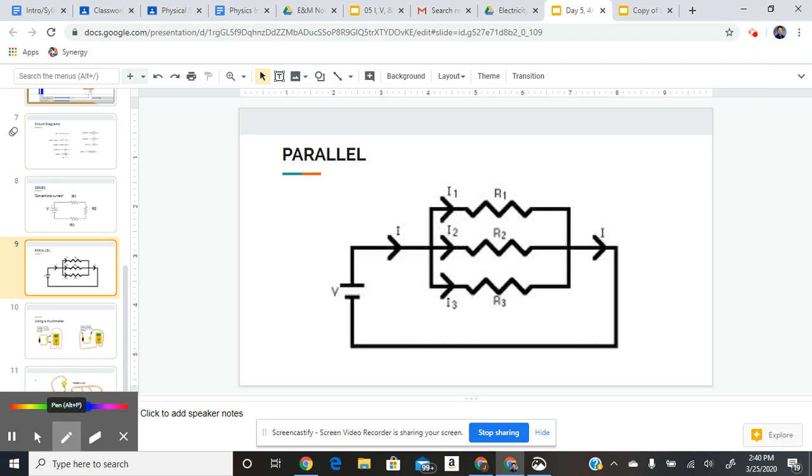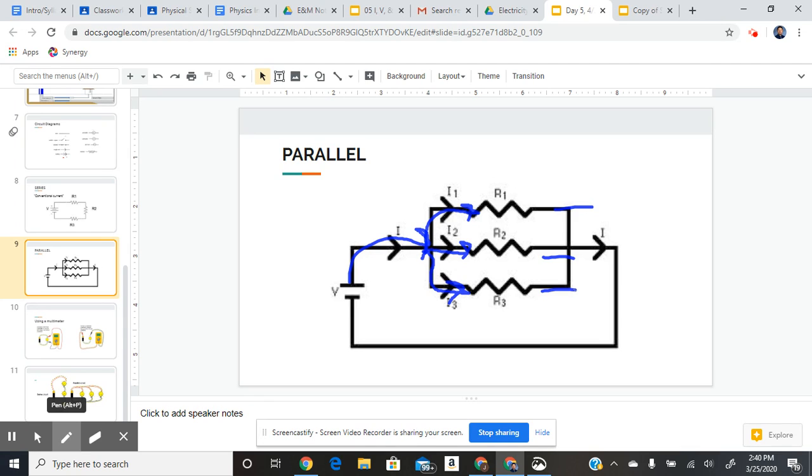So here the circuit is able to flow through multiple paths. When it hits one of these branches or one of these parallels, and the reason we call it parallel is because all three of these branches are, well, parallel with each other.